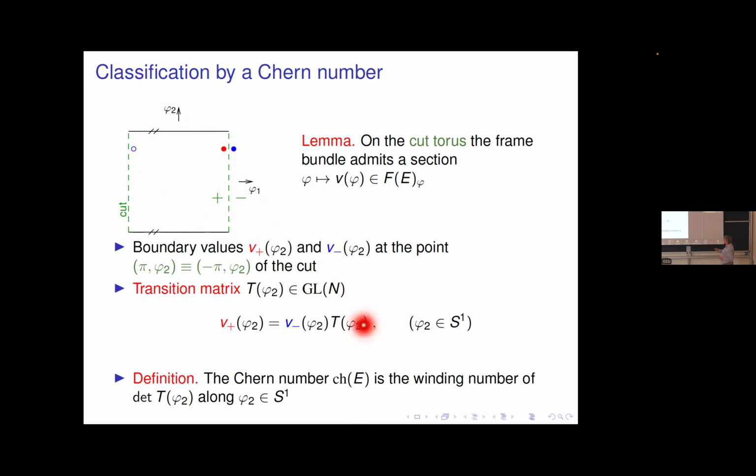The cut is a circle, and as this coordinate phi 2 runs along the circle, this matrix T of phi 2 runs along a circle in GL(m), and as such, also the determinant of that matrix runs along a circle in the complex plane that avoids the origin, and as such, it has a winding number, and that is one way of expressing the Chern number of the vector bundle on which we start.